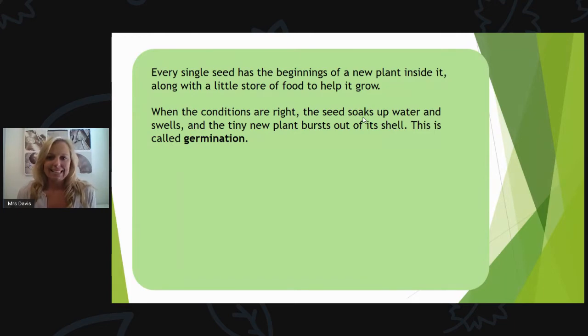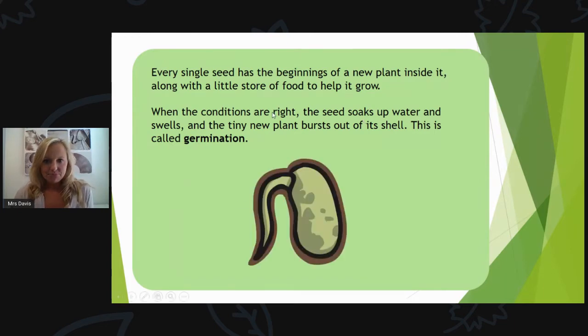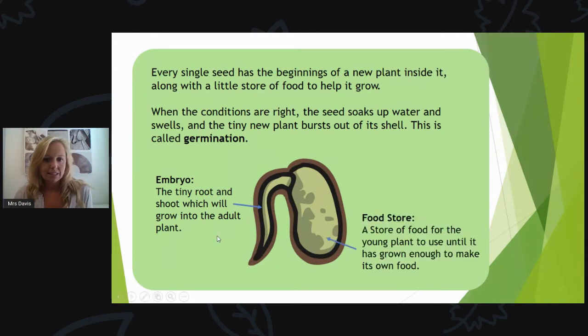Okay? So here, there's that word. We've got the embryo. And that's the tiny root and shoot which will grow into the adult plant. And here you've got the food store. Remember it said it's a tiny little food store, a store of food for the young plant to use until it has grown enough to make its own food.